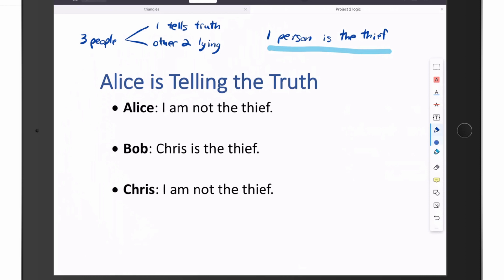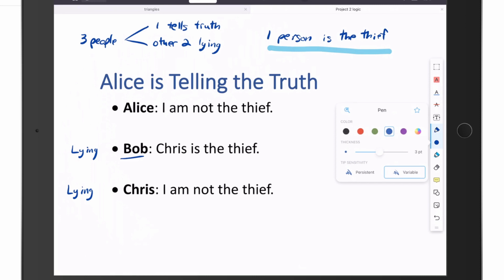So in the first case where Alice is telling the truth, that means that Bob is lying, and that means that Chris is lying. And that means that their statements are false. So we need to take the complement of those, the reverse of those statements. So Bob said that Chris is the thief, and he's lying.